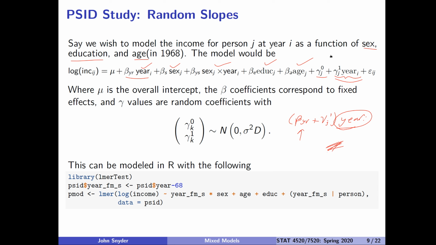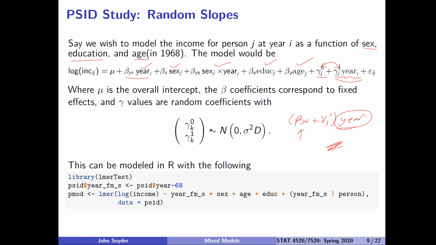Okay, and we also note that these guys, because they are tied to the specific individuals, they're going to be correlated with one another. So their joint distribution, so together they will vary. Their average will be 0 together, and they'll have sigma squared d for their variance. So there could be some correlation between the intercept and the slope.